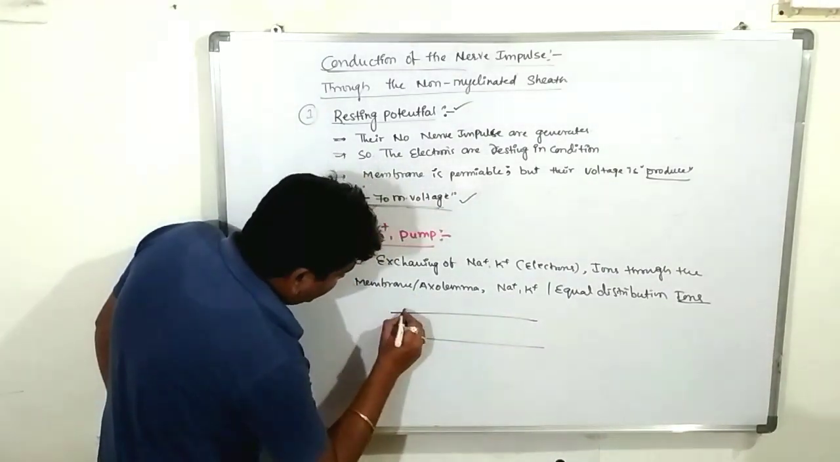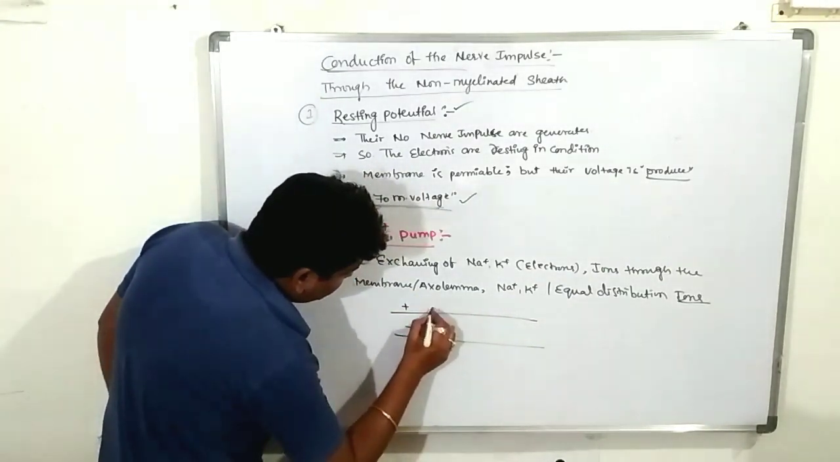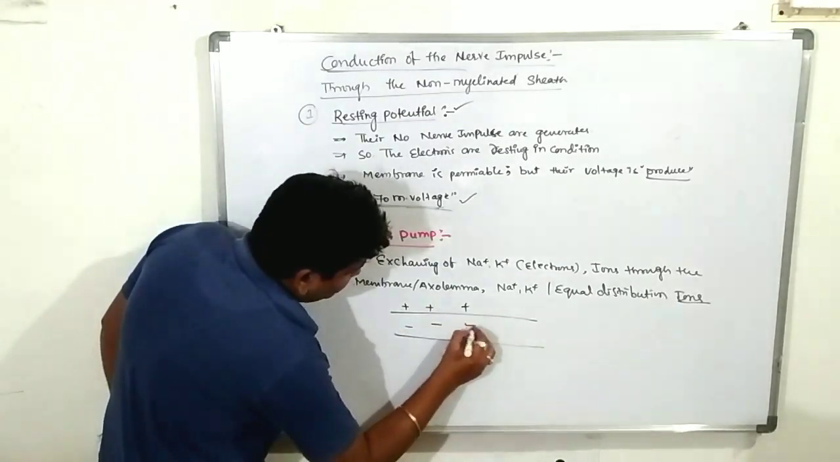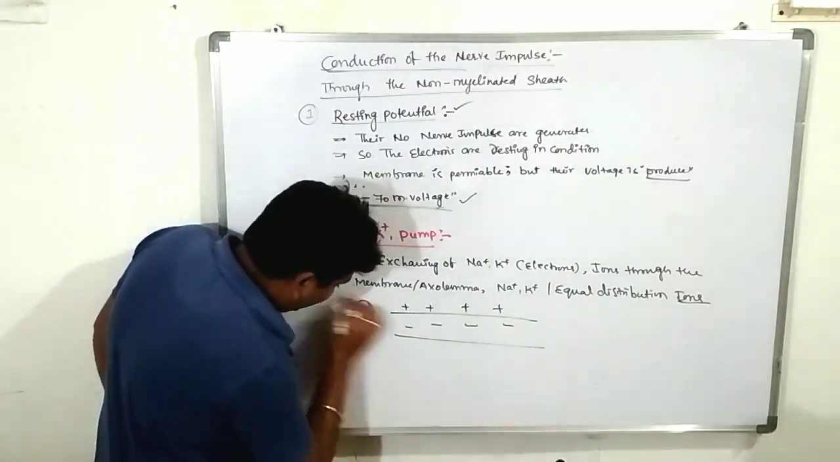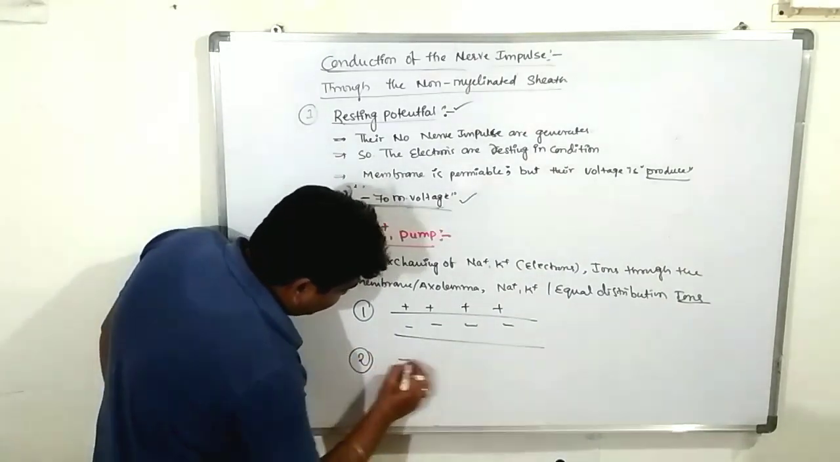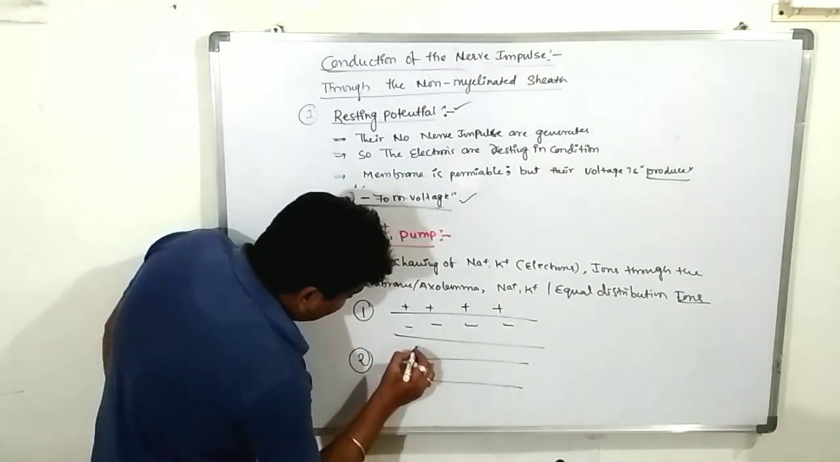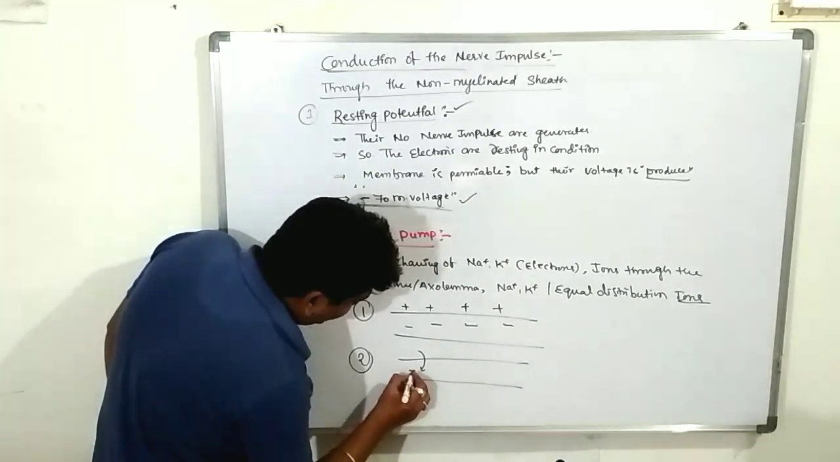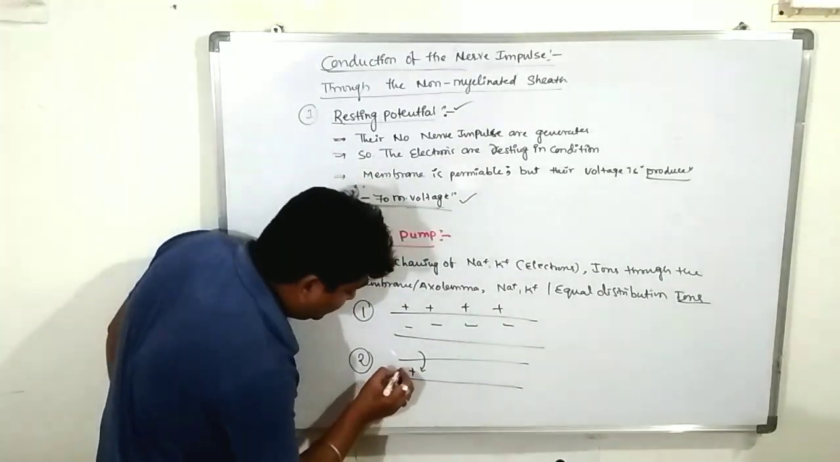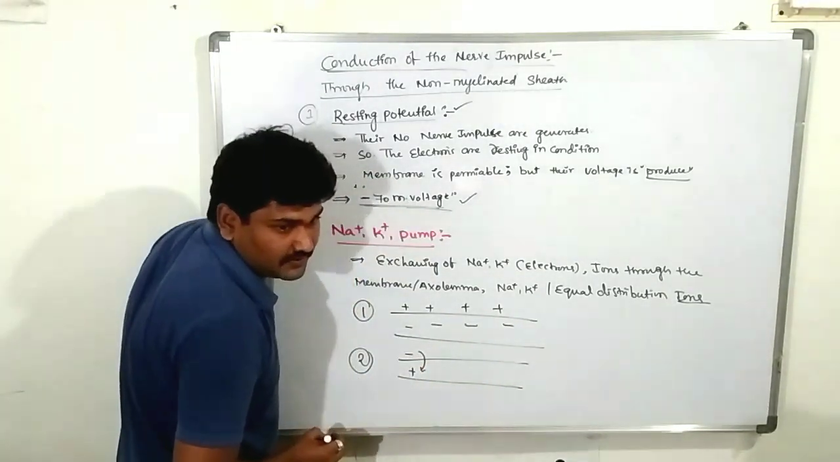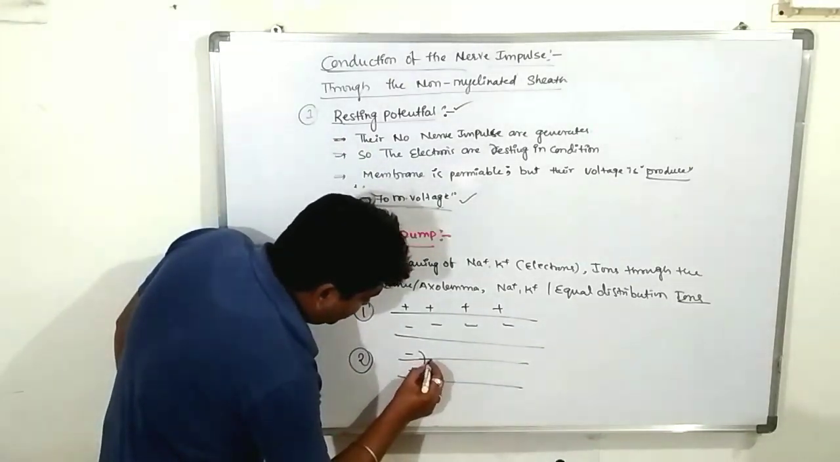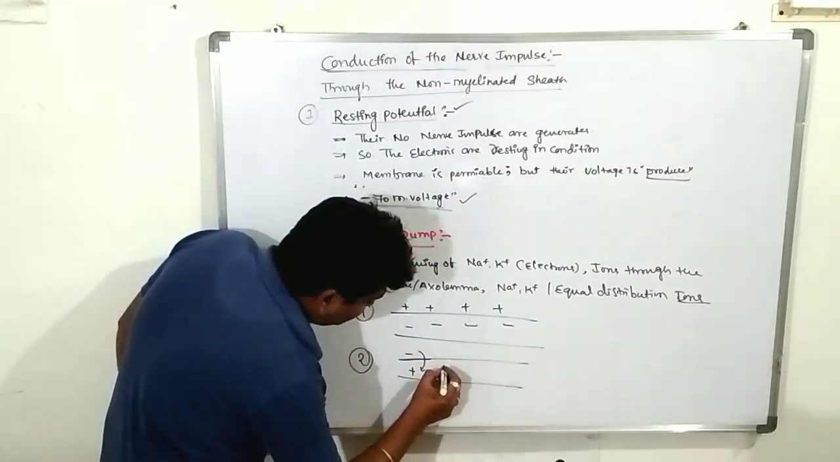So after the resting potential, which is a normal condition, stage one begins when a nerve stimulation occurs. The sodium enters into the inner surface, and the potassium goes to the outer surface, through the membrane.